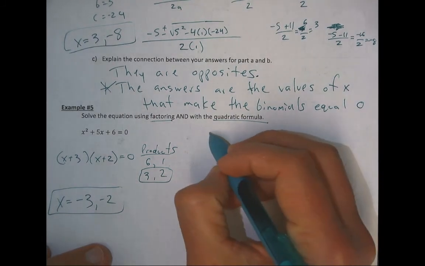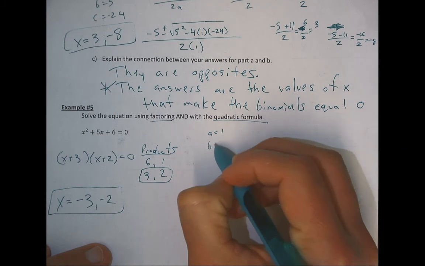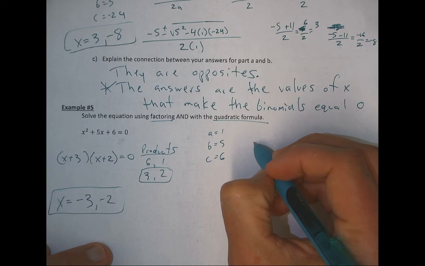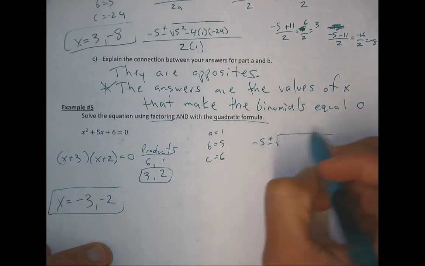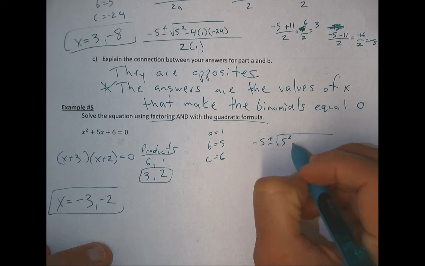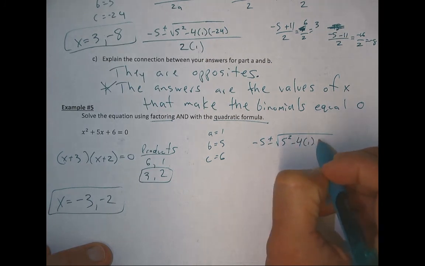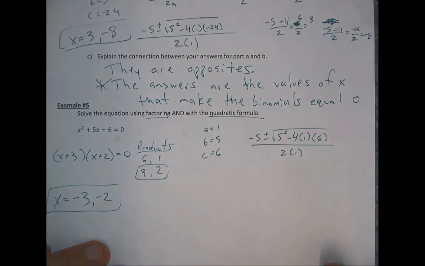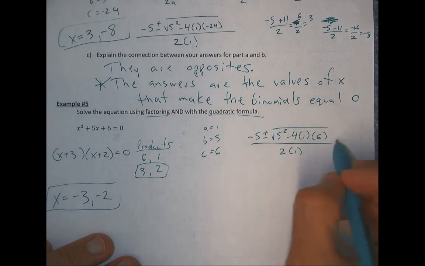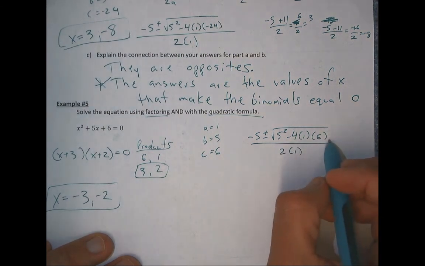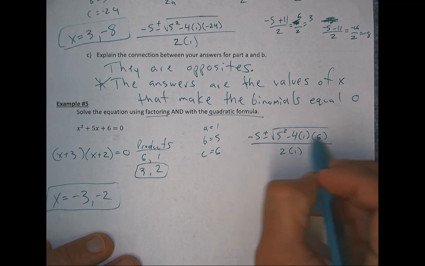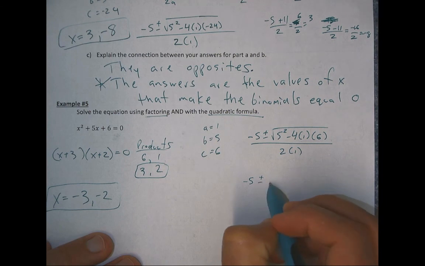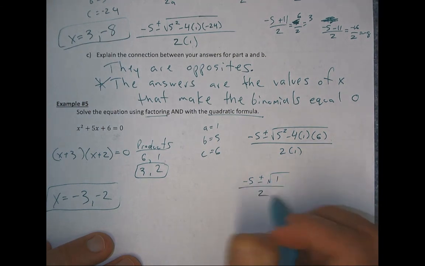So let's test it out with the quadratic formula. We know a is 1, and b is 5, and c is 6. So it's -b, so -5, plus or minus the square root of b squared, 5 squared, minus 4 times a times c, over 2 times a. Okay, you run the inside here. This is 25. This is 24, 4 times 1 times 6. So it ends up 25 minus 24. So you end up with -5 plus or minus the square root of 1, over 2.